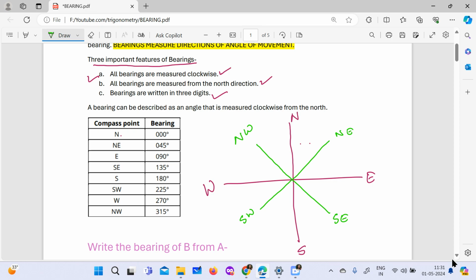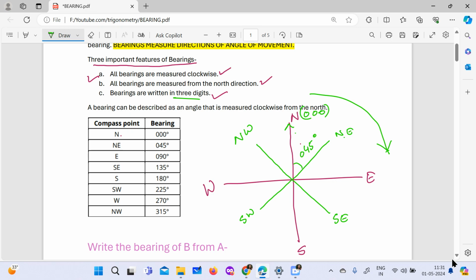Now we will see the bearing. We will start from north. So here it will be 000 degrees. And when you see, we measure the bearing clockwise. So when we turn clockwise, it is like this, right? Now when you move like this until northeast, it will be 45 degrees. So for writing, we will write 045 degrees, because bearings are written in 3 digits. I hope this is clear to you.